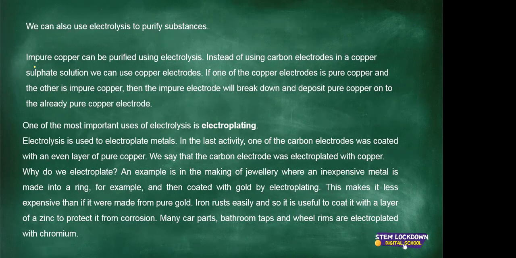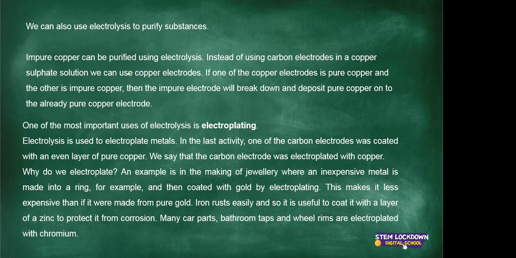Okay, so using this through the process of electrolysis, what they did was they took one pure copper electrode and one impure copper electrode. They applied heat to it, and then the copper from the impure electrode, after the heat was applied in the sulfide solution, broke down, and it was attracted to the other electrode that was made up of pure copper.